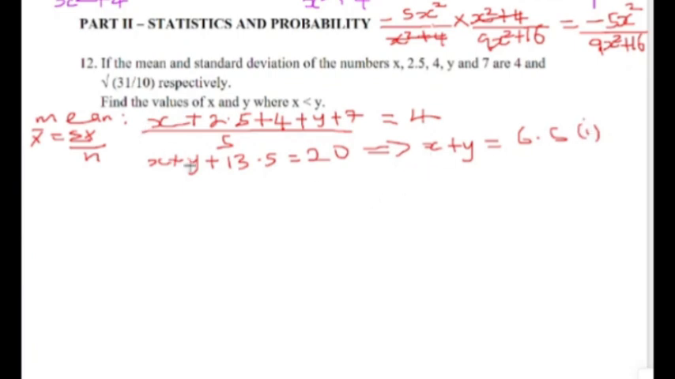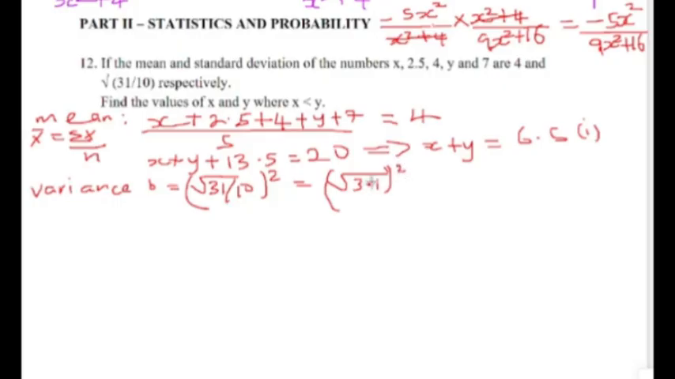Now we use the standard deviation value to get equation 2, but we should know that the variance is the square of the standard deviation. So the variance is equal to root 31 over 10 squared. That is basically the same thing as root 3.1 squared. So this will give us equal to 3.1.